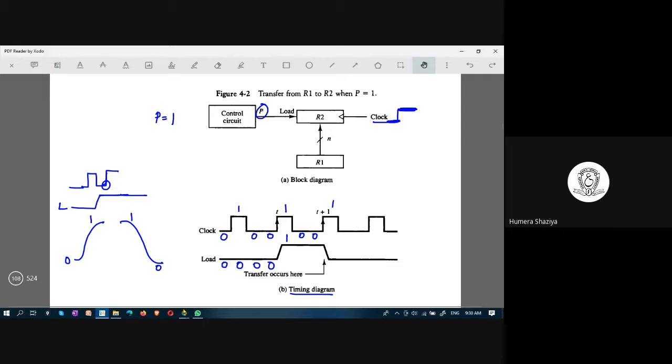Any doubts in this timing diagram? Here, when you look, the clock is taking a positive transition from 0 to 1, and here this is 1. So at this juncture, the transfer occurs. Any doubts in this?